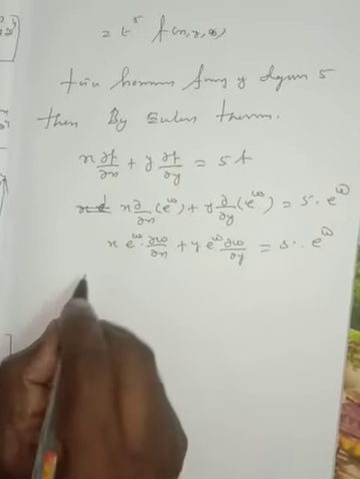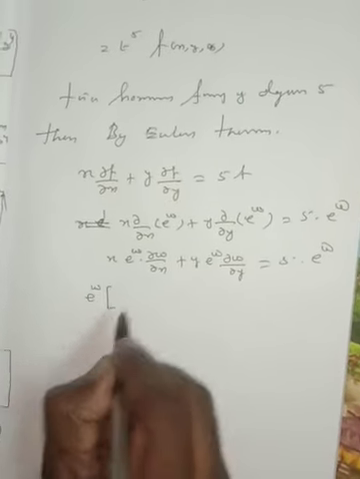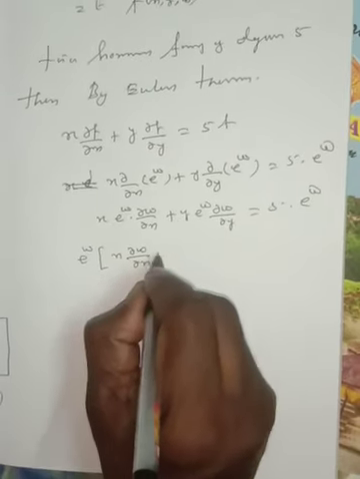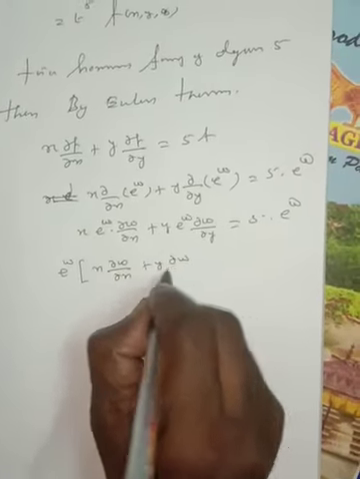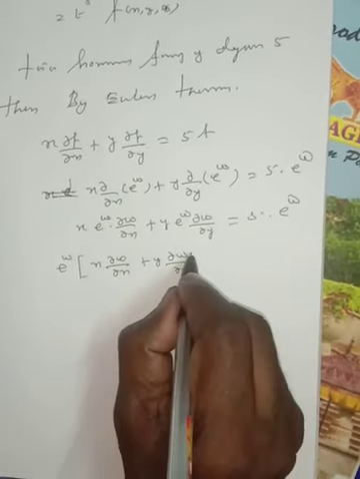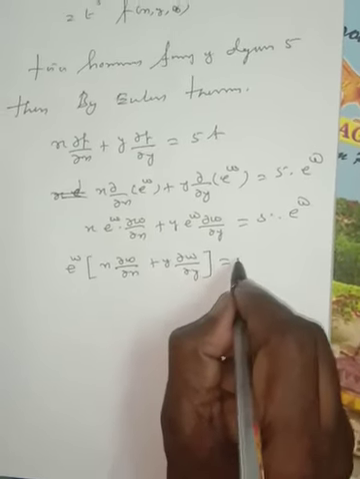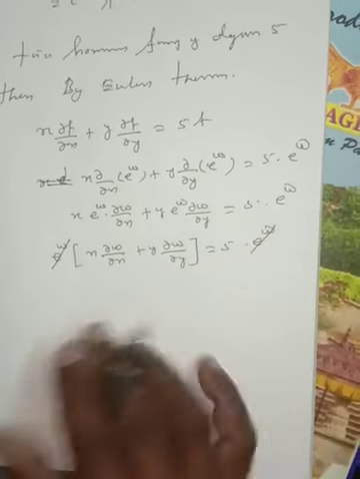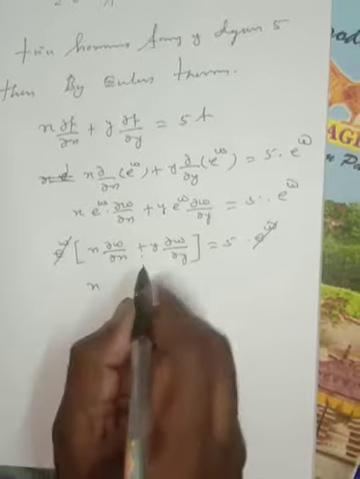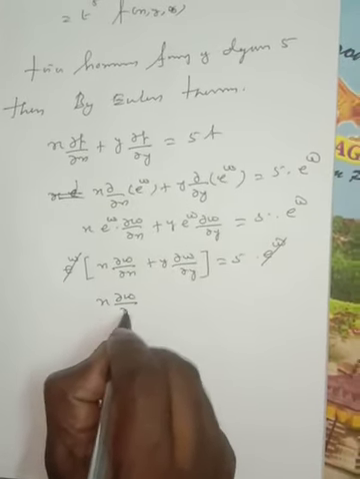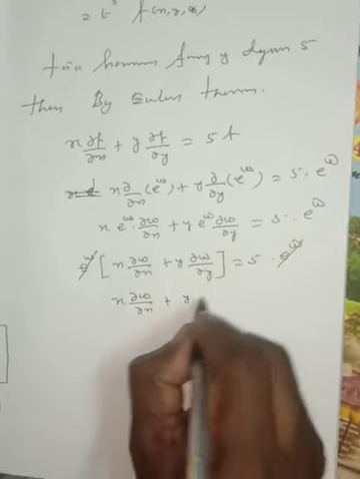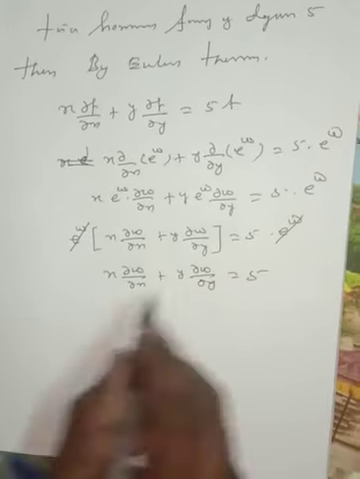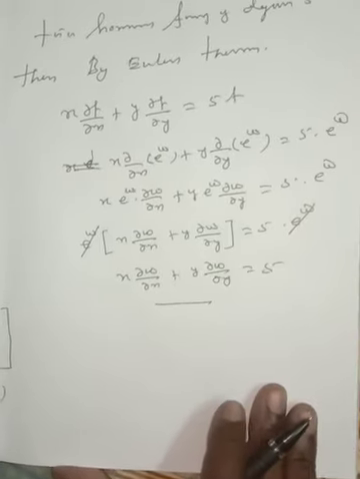On the left-hand side, e to the power of w is common: e^w times (x ∂w/∂x + y ∂w/∂y) is equal to 5 e^w. The e^w cancels. So x ∂w/∂x + y ∂w/∂y is equal to 5. That is the answer. Next, today's homework.